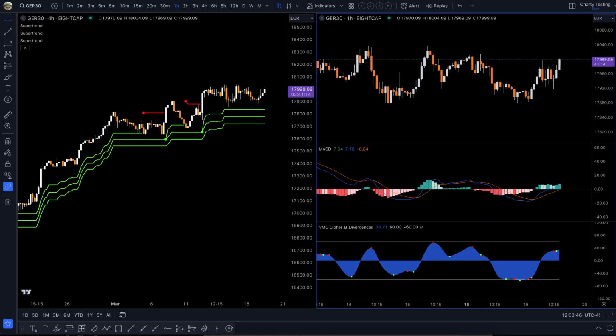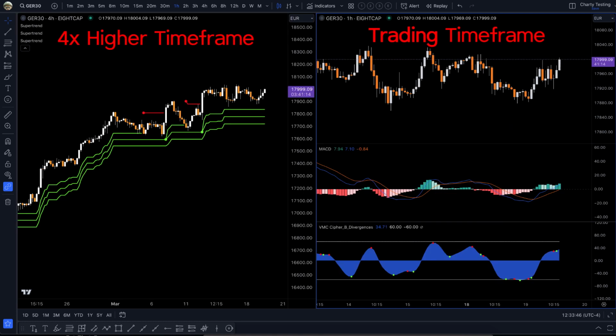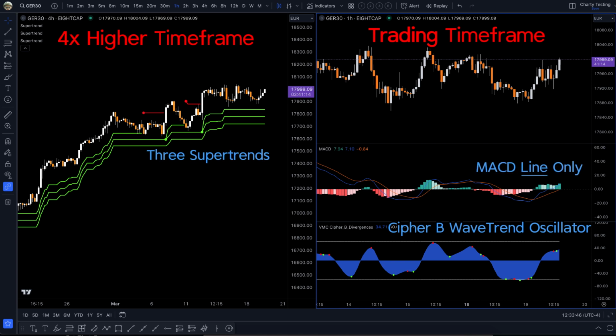The third is a bit of a convoluted one that attempts to make up for the lag inherent in a MACD signal by using a separate standalone oscillator. This strategy uses the same higher time frame triple supertrend again, with the MACD used this time as a pullback indicator and the Cipher B as a signal generator. Full details on this in a second, but for now, let's name this contestant Complex.